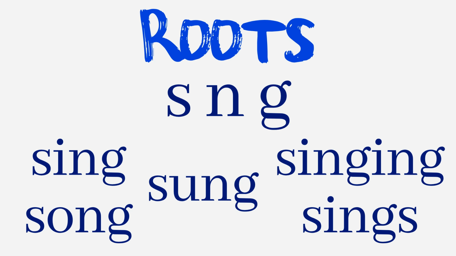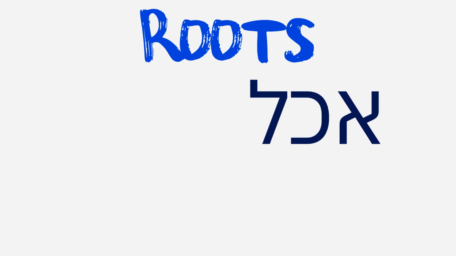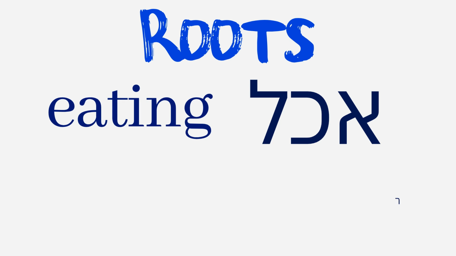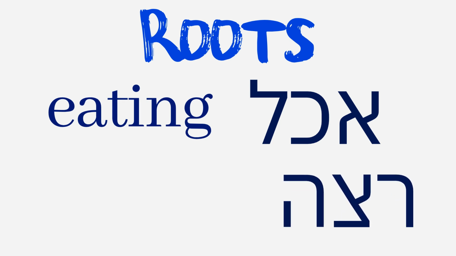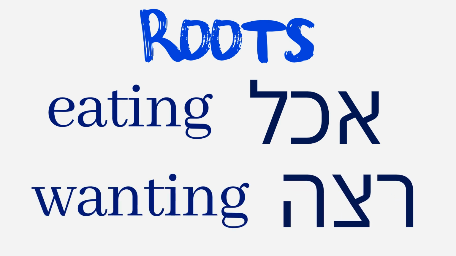They all have a general meaning of singing, but one is a noun, song, and many are different forms of verbs, sing, sung, sings. Roots in Hebrew work in a very similar way. Today, we are going to see how to take the roots aleph, kaf, lamed, which has a general meaning of eating, and resh, tzadi, hey, which has a meaning of wanting, and make them into verbs in the present tense.